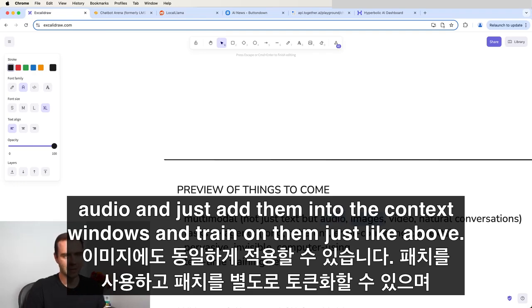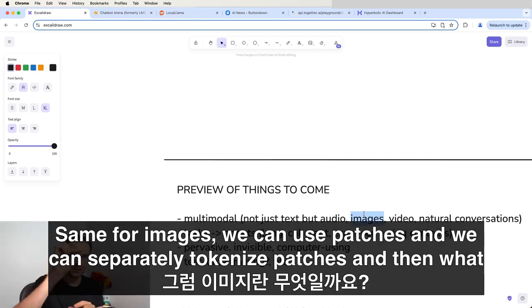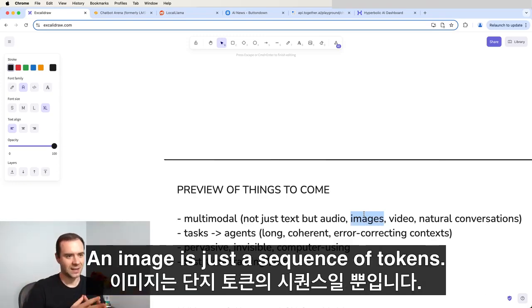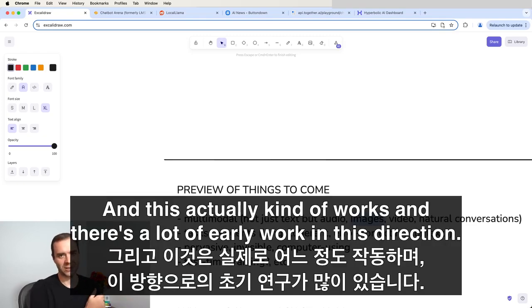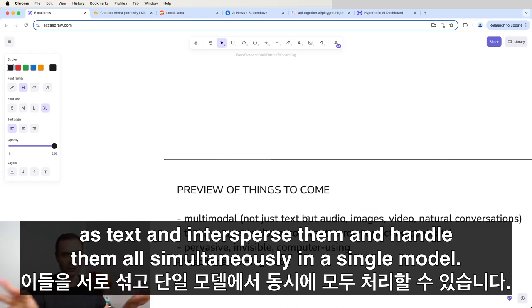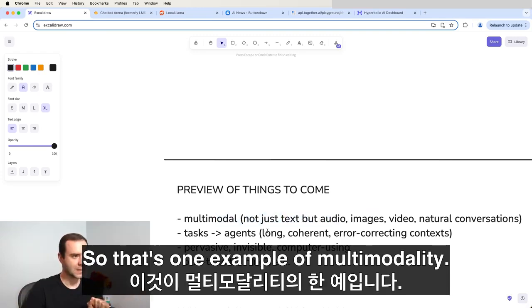The same for images, we can use patches, and we can separately tokenize patches, and then what is an image? An image is just a sequence of tokens. And this actually kind of works, and there's a lot of early work in this direction. And so we can just create streams of tokens that are representing audio, images, as well as text, and intersperse them and handle them all simultaneously in a single model. So that's one example of multimodality.